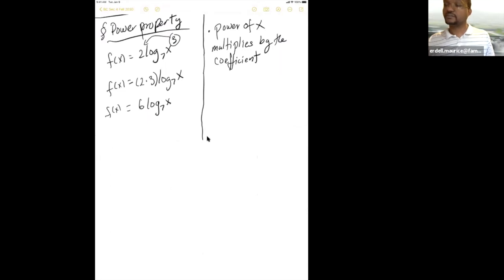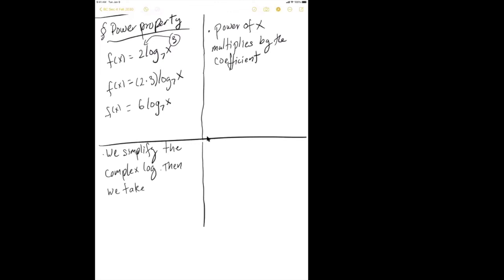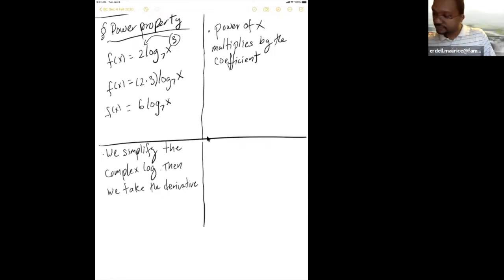The basic rule right here is we simplify the complex log before we take the derivative. Everyone finished writing? Let's look at some examples.